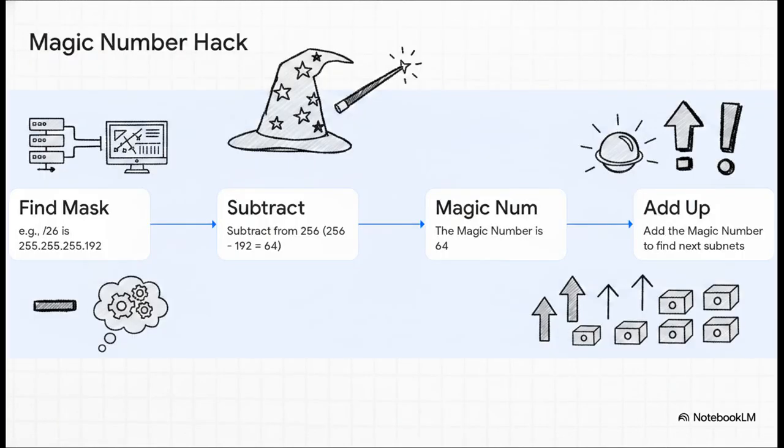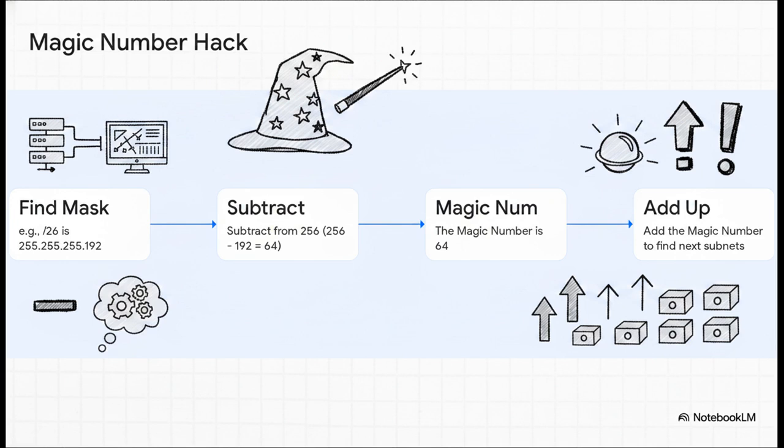Now, I know figuring out the binary math behind these subnets can sound super intimidating, but let me show you this brilliant shortcut called the magic number hack. Forget the complex binary for a second. You just take the last number of your subnet mask. Let's say we have a /26, so that ends in 192. You just subtract that from 256. 256 minus 192 is 64.